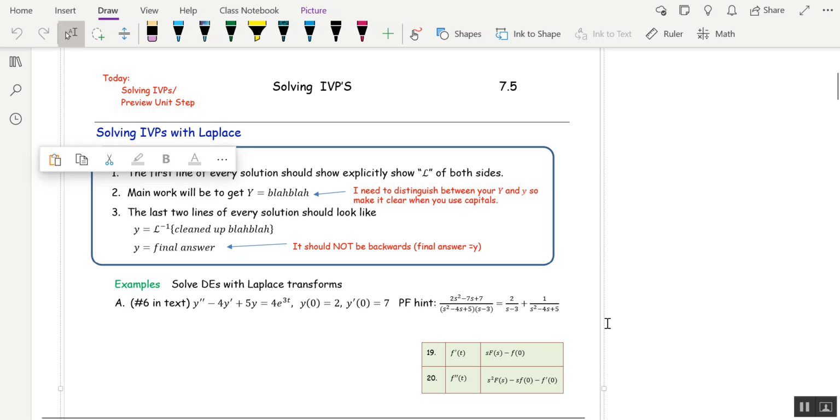And don't get creative, please. Keep that to writing classes. Put y equals final answer, not final answer equals y. The y goes first.